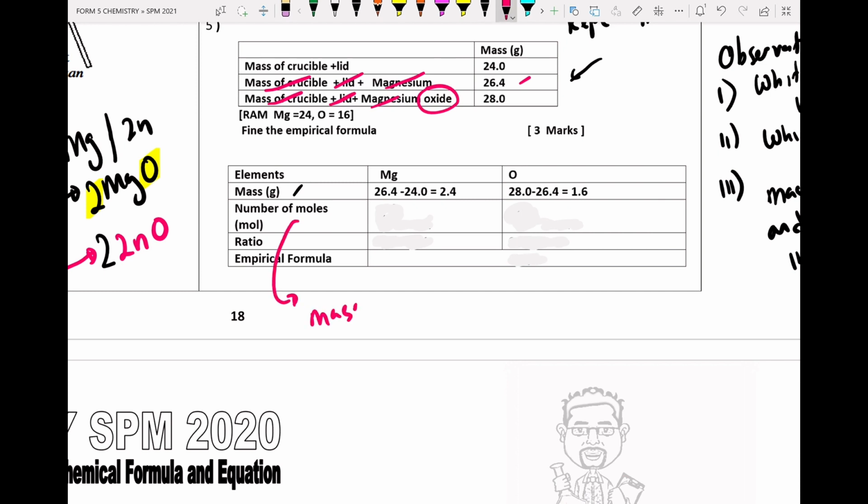So how to find the number of moles? Use the formula mass over molar mass. So I use the mass over molar mass, and I get 0.1 mole. I already put the unit. Find the ratio: 0.1 divided by 0.1, and here 0.1. So the empirical formula will be magnesium oxide, MgO.